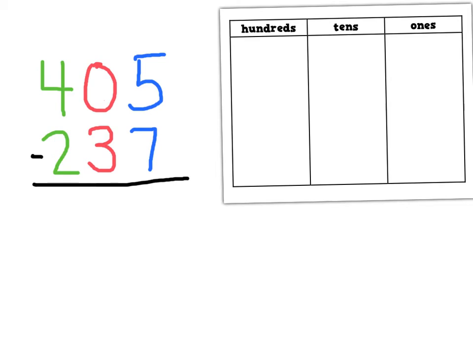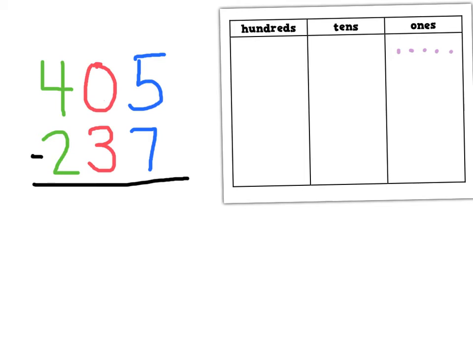This time, let's start a problem with a number in the hundreds. 405 subtract 237. I'm going to once again draw out my base 10 for 405, starting with my number in the ones place. I'm going to draw out 5 ones. 1, 2, 3, 4, 5.